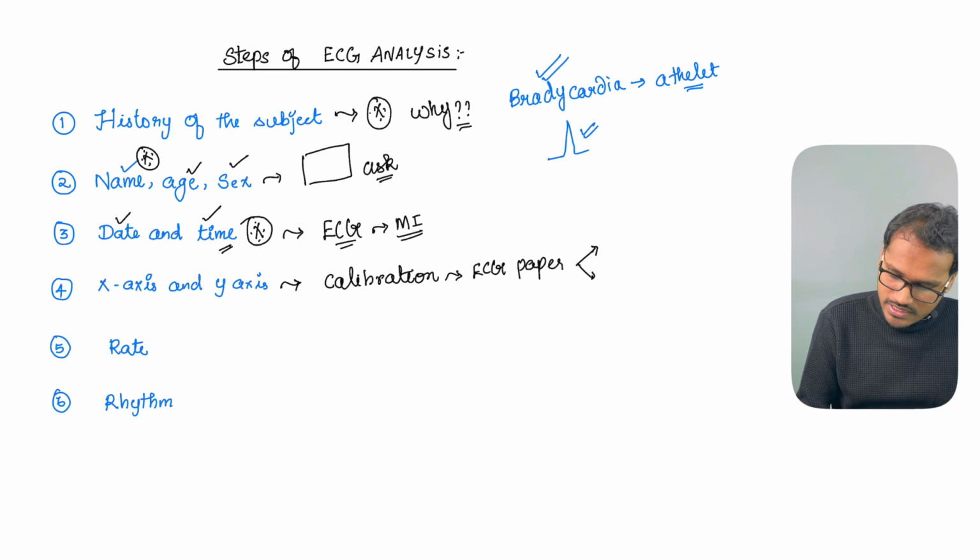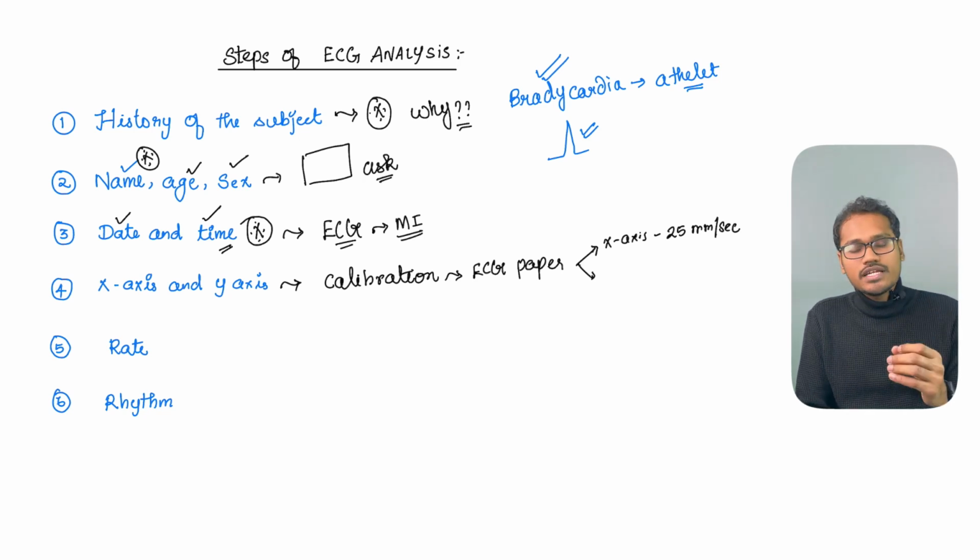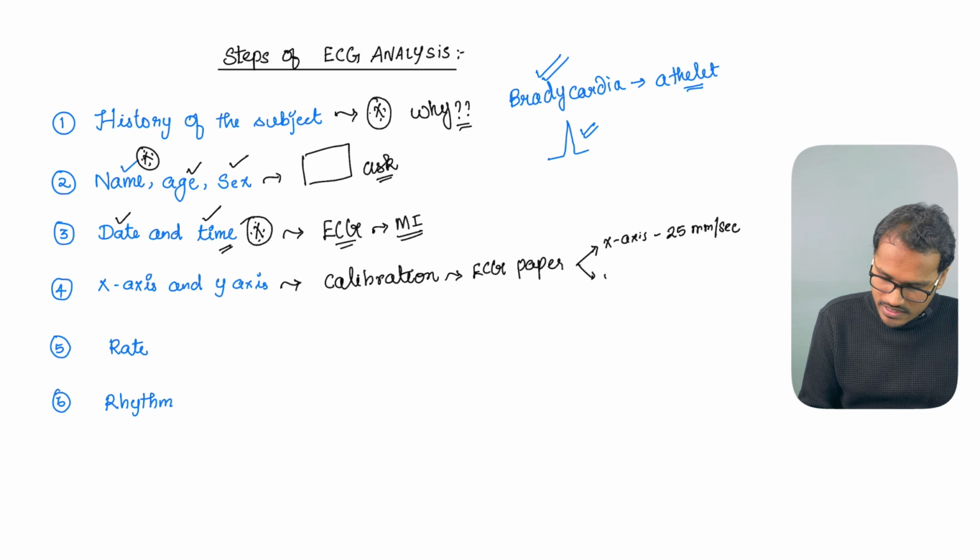The standard setting for the x-axis, the duration, is that the paper speed is around 25 millimeter per second. And I told you conditions where we can change this also. Then for the y-axis, the standard setting is 10 mm per millivolt.